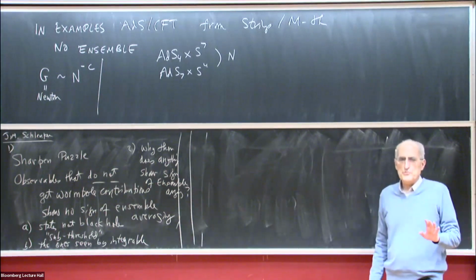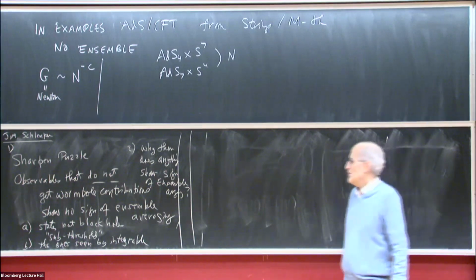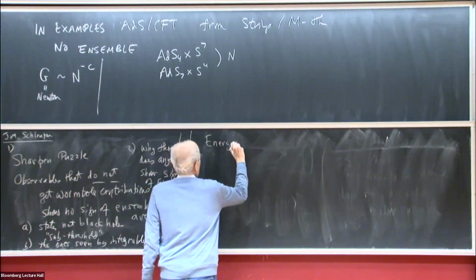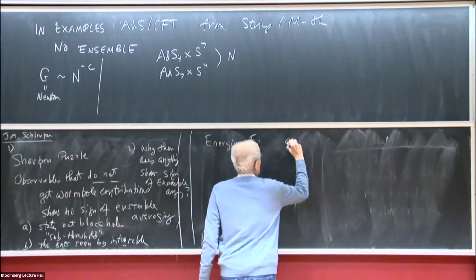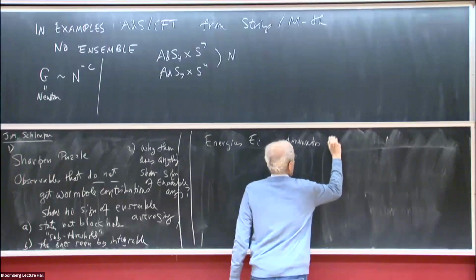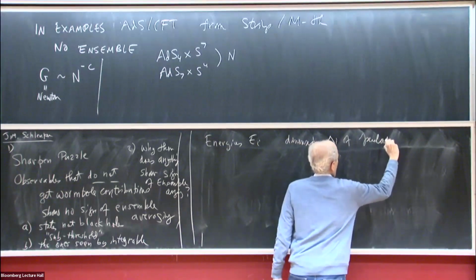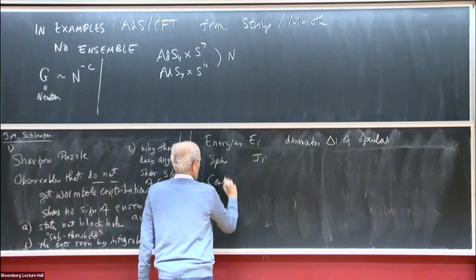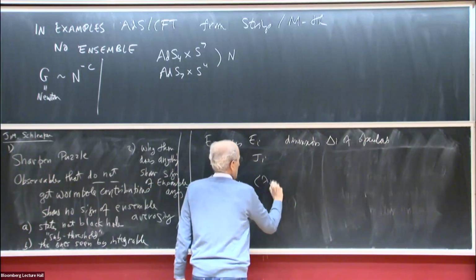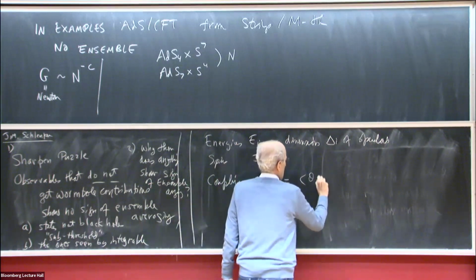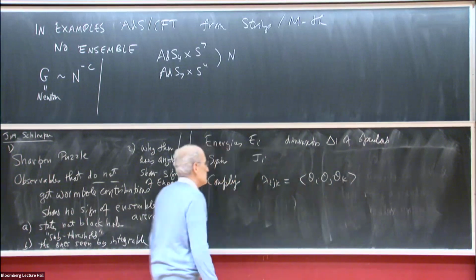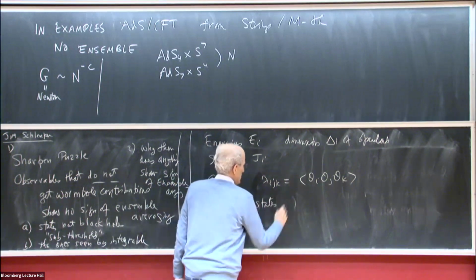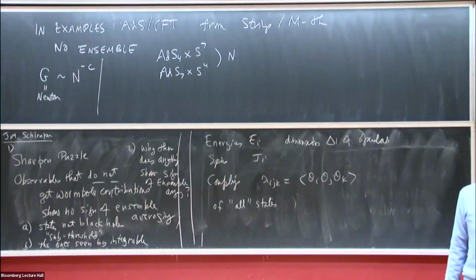So I'm now going to tell you what the observables are that don't have wormhole contributions. They're simply the energies, or equivalently the dimensions Δ_i. Energies of states or dimensions of operators, spins J_i, and couplings, of all states in the theory. Except I have to explain what I mean by all states in the theory.